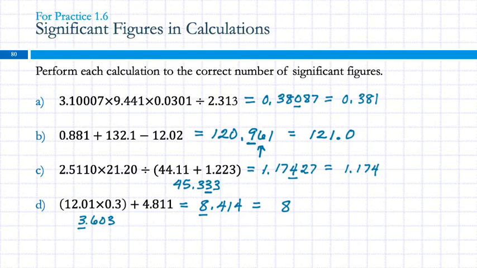So, since we multiplied then added, why did we just add division? Because the result of this multiplication would only have 1 significant figure. So it's tempting sometimes to round, and that would round to 4. And then 4 plus 4.811 would give me 8.811, which would round to 9, which is not the same.